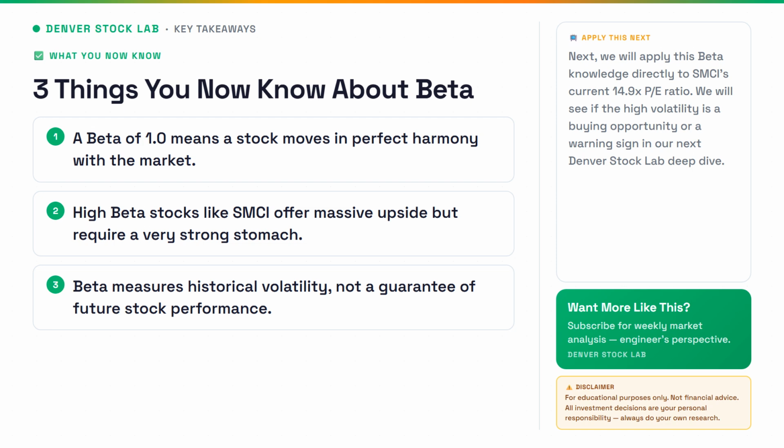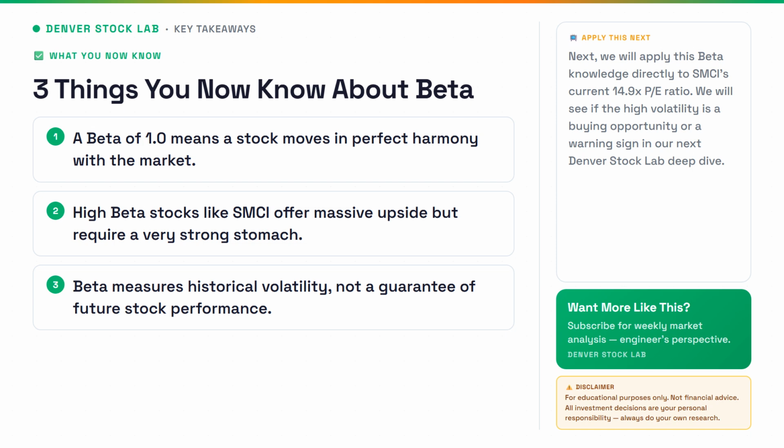Moving forward, here is your actionable homework. Whenever you analyze a new stock, check its beta. Use this threshold. If the beta is above 1.5, classify it as a high volatility asset and limit its size to a small fraction of your total portfolio. If the beta is below 1.0, you can treat it as a stabilizing anchor.